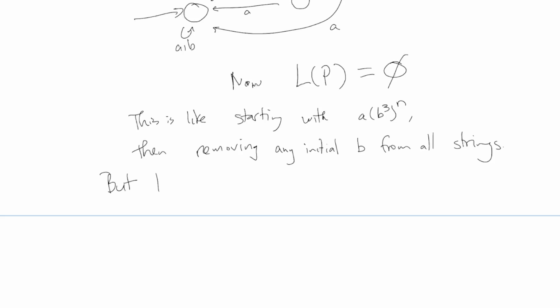And this is how this derivative works. These strings had no initial b, so we end up with the empty set. So what this kind of operation on languages is doing is it removes the first letter, if the first letter is what you're talking about. It removes an a at the beginning or it removes a b at the beginning. And if there isn't an a at the beginning, it just gets rid of that string entirely.